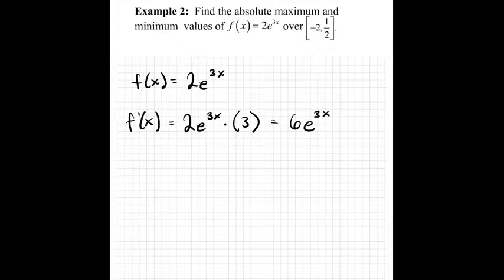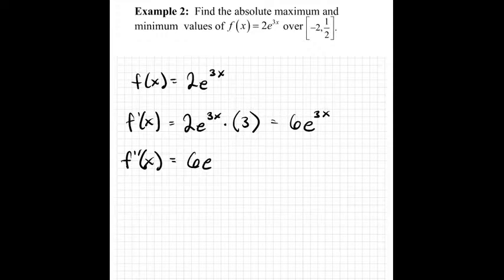So then we're going to look at the second derivative, right? We're going to evaluate the second derivative over this interval, and look at the sign of the second derivative. So let's just look at f double prime of x. If we take the derivative again, this function's derivative is going to be itself, which is 6e to the 3x times the exponent, so times 3. So that's going to be 18e to the 3x, okay?